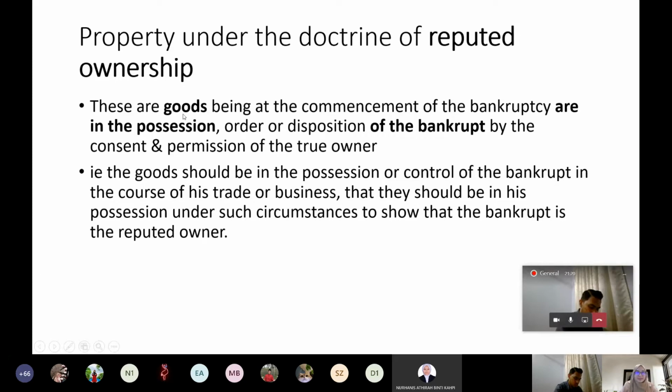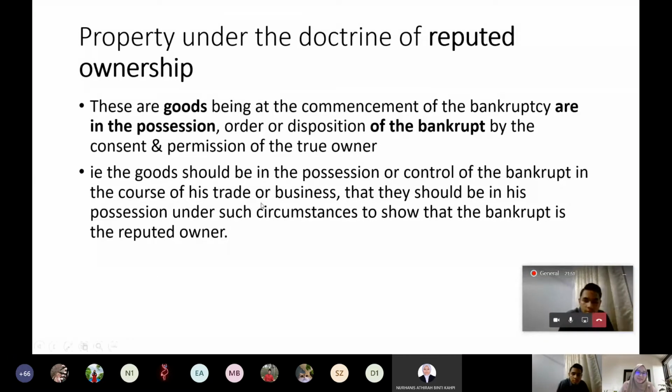Okay, basic idea, the goods are in the possession of the bankrupt, the bankrupt person. Debtor, pada awalnya kita panggil dia debtor, tapi bila bankruptcy order has been given against the debtor, so the person tu kita refer to as the bankrupt, bankrupt person. Okay, so this is kita baca ayat ni, ya, i.e. the goods should be in the possession or control of the bankrupt. Maksudnya dalam pemilikan dia, ya.